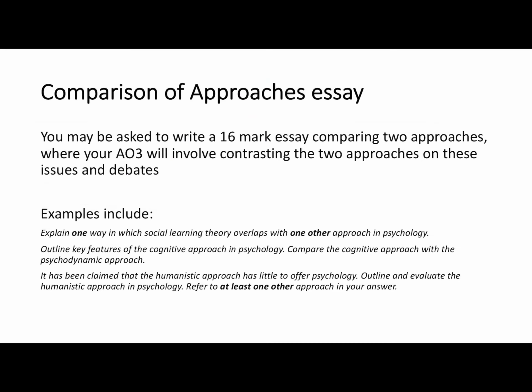Alright, so why does this matter? Well, in addition to just getting a normal, straightforward outline and evaluate the cognitive approach in psychology essay, you could also be asked to write a 16-mark comparison of approaches essay. And this actually requires a little bit of a different structure to the one that you're used to. The layout is the same. You've still got 6 marks of AO1 and 10 marks of AO3, but the way that you're going to structure your AO3 paragraphs is going to be a little bit different.